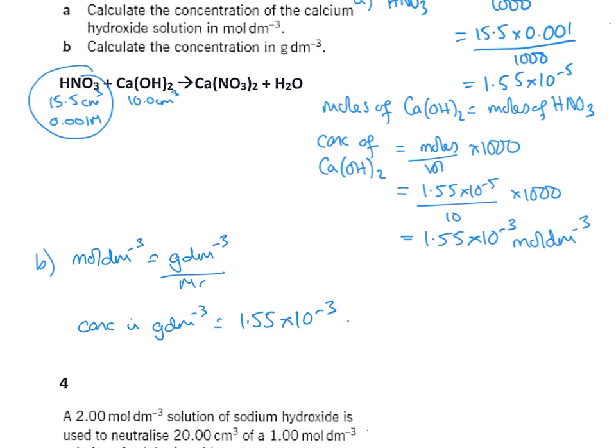And the MR for this one, if you calculate it, should come out at 74.1. If we multiply that by the concentration of moles per decimetre cubed, we end up with a concentration of 0.115 grams per decimetre cubed.